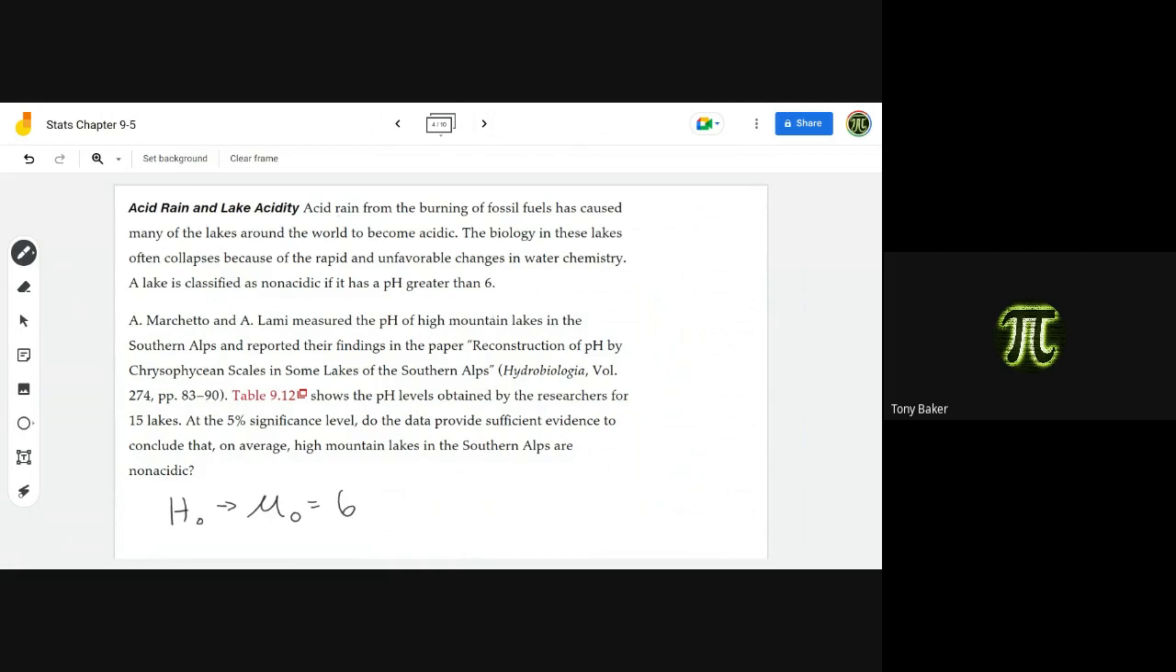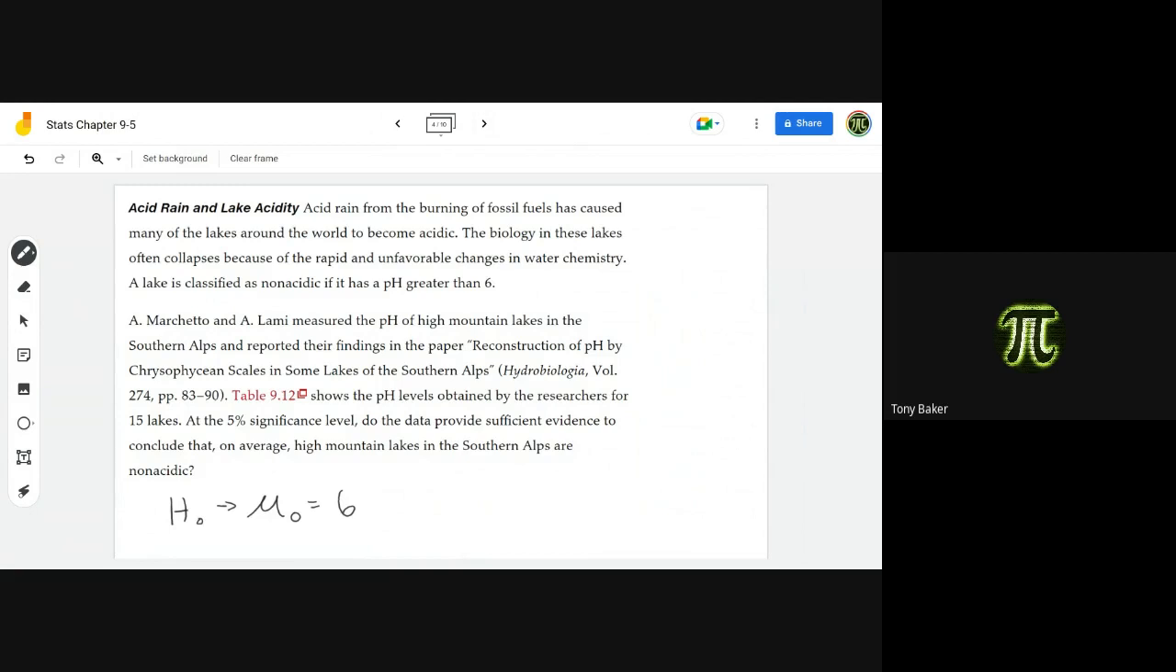Okay, so let's say non-acidic lake is pH greater than 6. So 6 is going to be the break point between them. Yes, it does say greater than 6 in there, but again, the null hypothesis is always going to be equal, because otherwise it makes it really complicated to do the other side of it. All right, so we've got that.